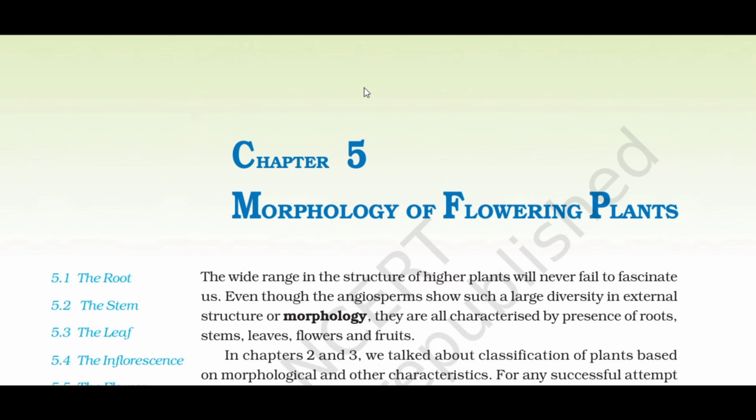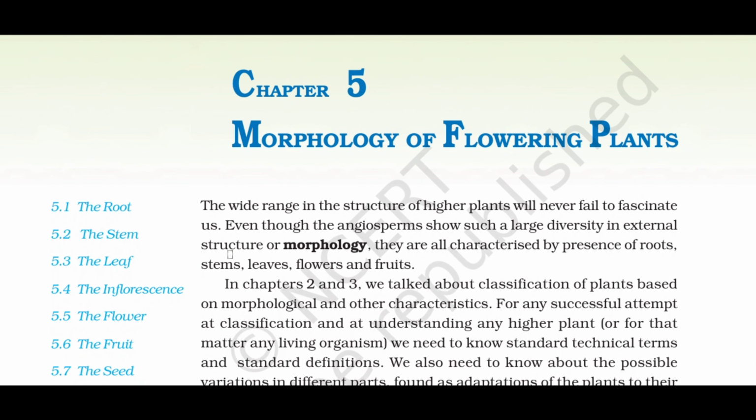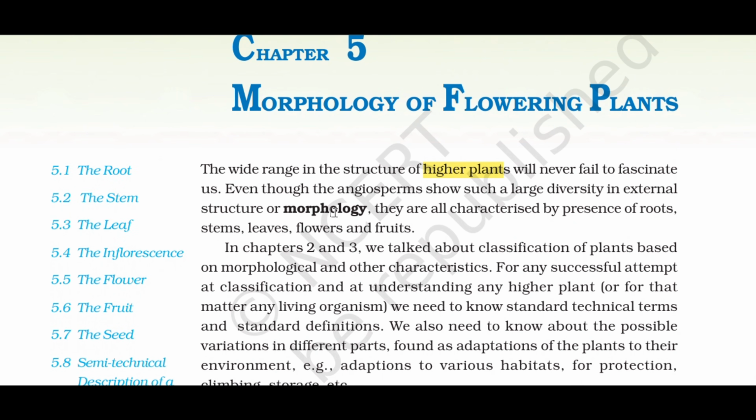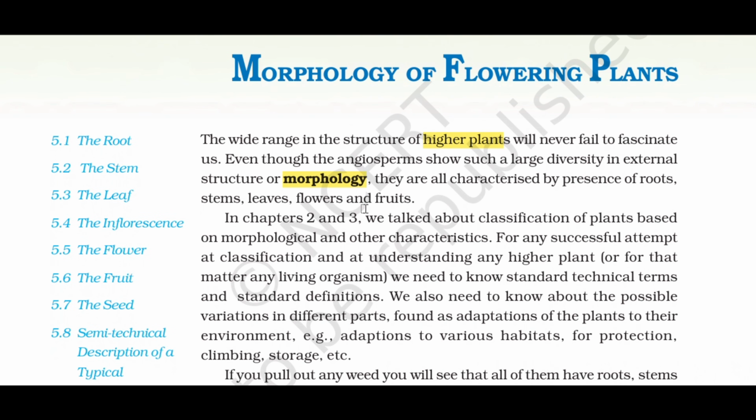Chapter 5. Morphology of flowering plants. The wide range in the structure of higher plants will never fail to fascinate us. Even though the angiosperms show such a large diversity in external structure or morphology, they are all characterized by presence of roots, stems, leaves, flowers, and fruits.